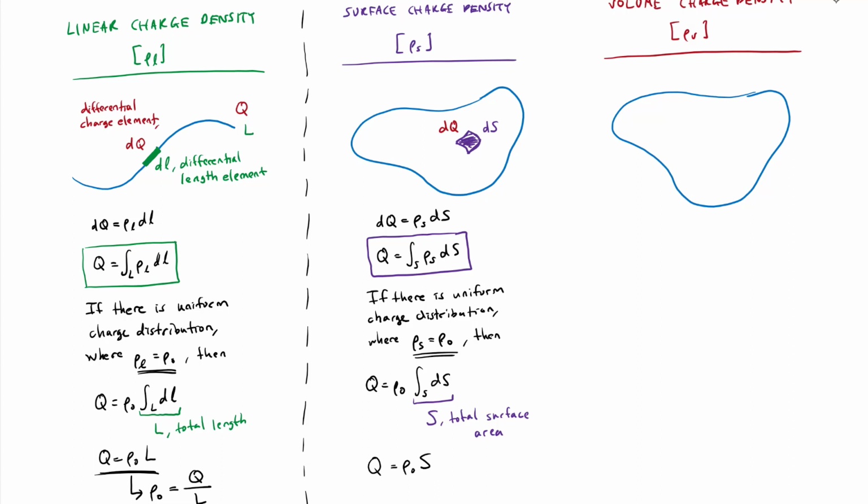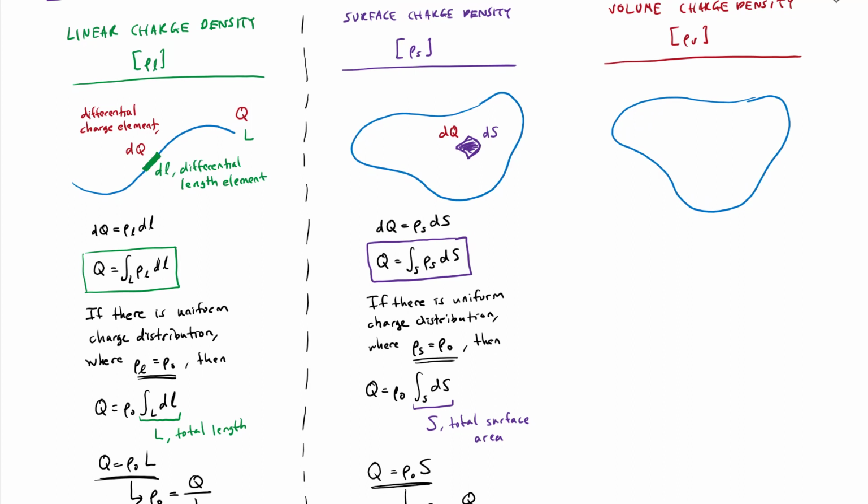The other thing is, if we're not given rho naught as a number, and we're told that there is a total charge and it's uniformly distributed over a total surface area, we can calculate rho naught by simply dividing the total charge by the total surface area. So hopefully you're seeing some connections between all of these because they're quite similar. And last but not least, we have to do another analysis for volume.